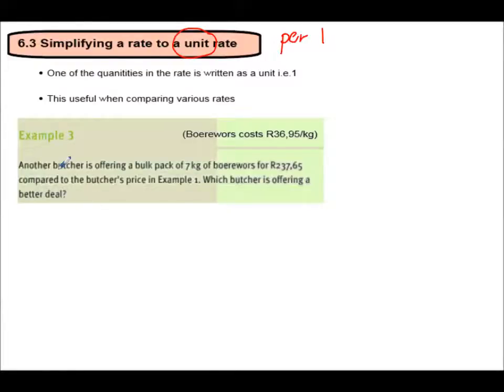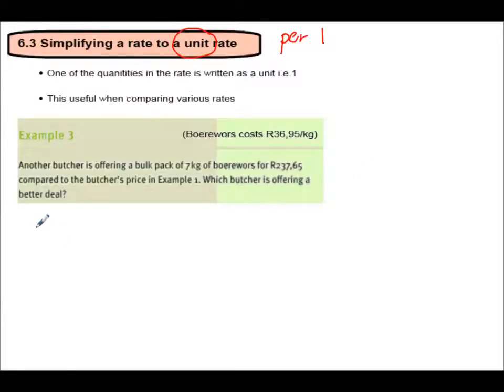So let's have a look here. Another butcher is offering a bulk pack, in other words, 7 kilograms of boerewors for 237.95. Well, you have butcher 1 that we've been working with. They offered boerewors at 36.95. This butcher offers it at 7 kilograms for 237.65, which is the best buy.